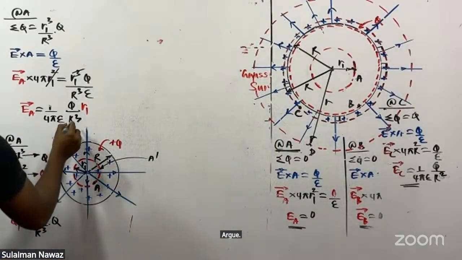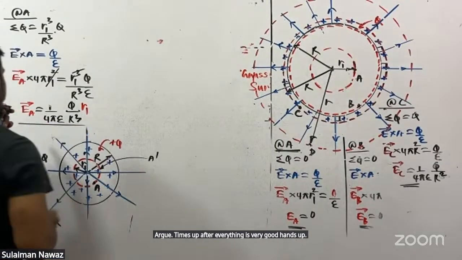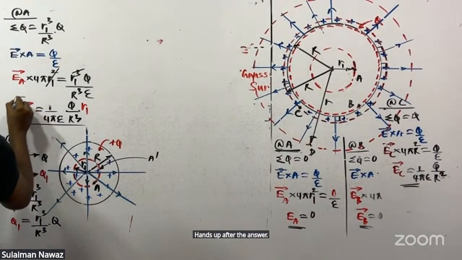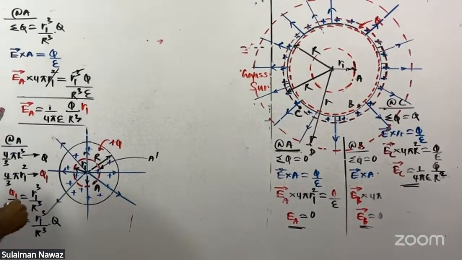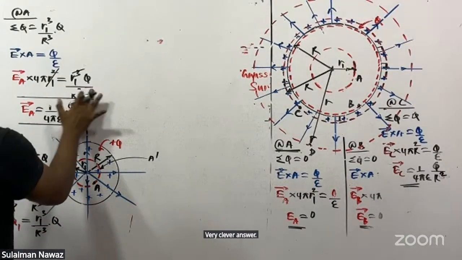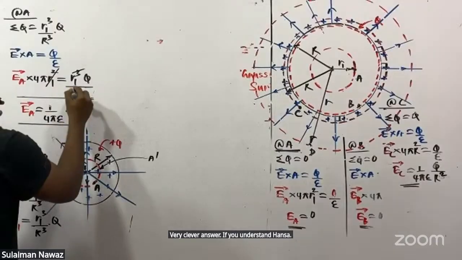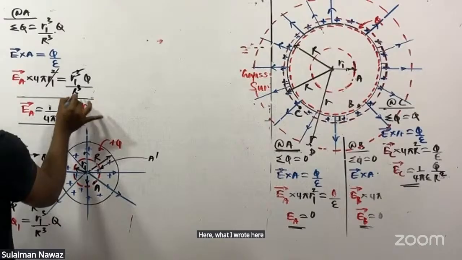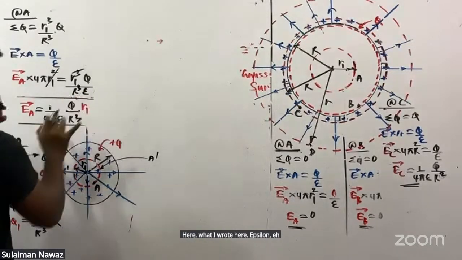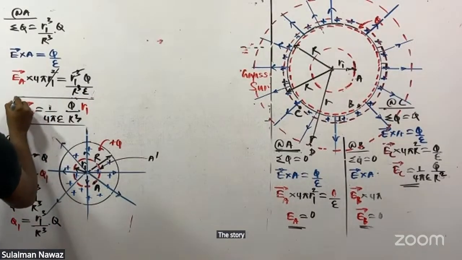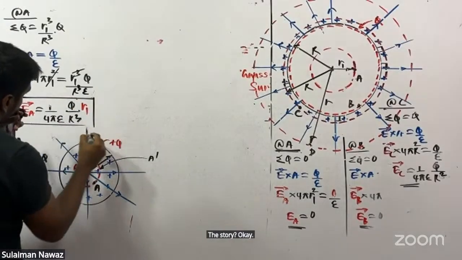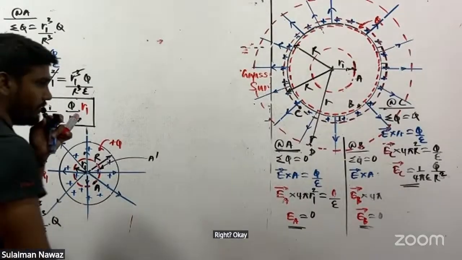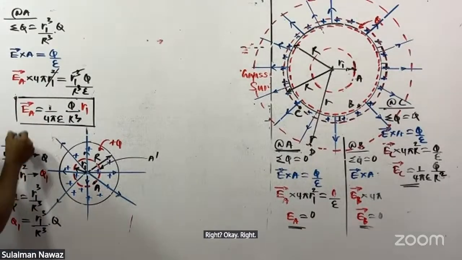Hands up if everything is very clear. Hands up. If you understand, hands up. R cube over here, what I wrote here, epsilon. Okay. Right. Now you understand.